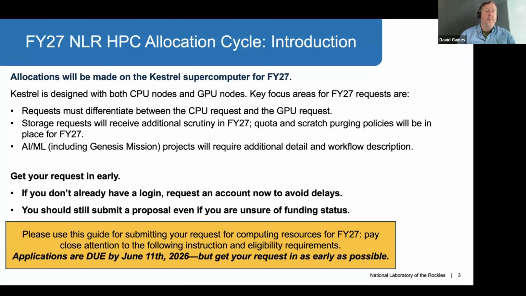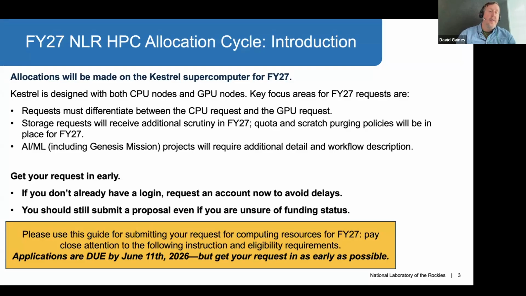The second important bullet point here is that storage requests will receive additional scrutiny in FY27. It's the second or third year of Kestrel. We're not really at capacity yet, but we are staring down that tunnel and seeing that boulder approach. So we want to get ahead of the curve there and pay additional attention to storage in FY27. So there will be quota enforcement as well as scratch purging policies in place for FY27. And then we will review your storage requests extensively.